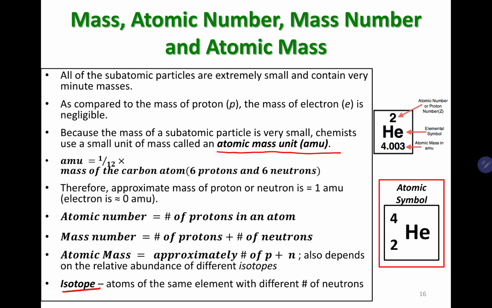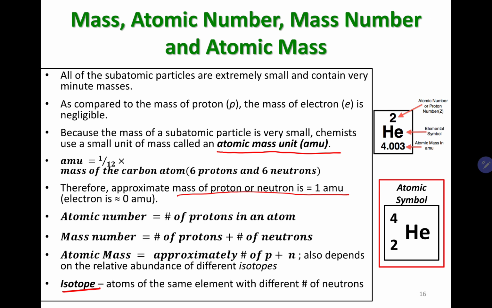If you measure masses in AMU, the mass of a proton or neutron is approximately 1 AMU. And the mass of an electron is very small, 10,000 times lighter, so it is very close to 0 AMU. It is almost insignificant.